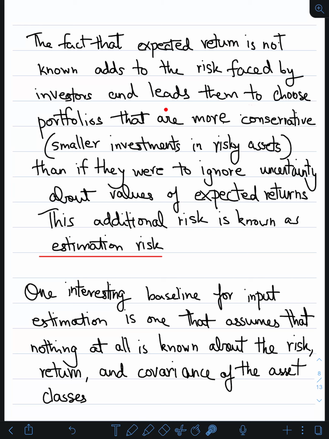Okay, this leads them to choose portfolios that are more conservative in the sense that they're making smaller investments in risky assets because there's already some risk in the estimation process, than if they were to ignore that uncertainty in the value of expected returns. Okay, if the expected returns were estimated perfectly, then investors would be picking less conservative portfolios. So this additional risk that comes in just from the estimation process, from finding the mean off the data itself, is called estimation risk.